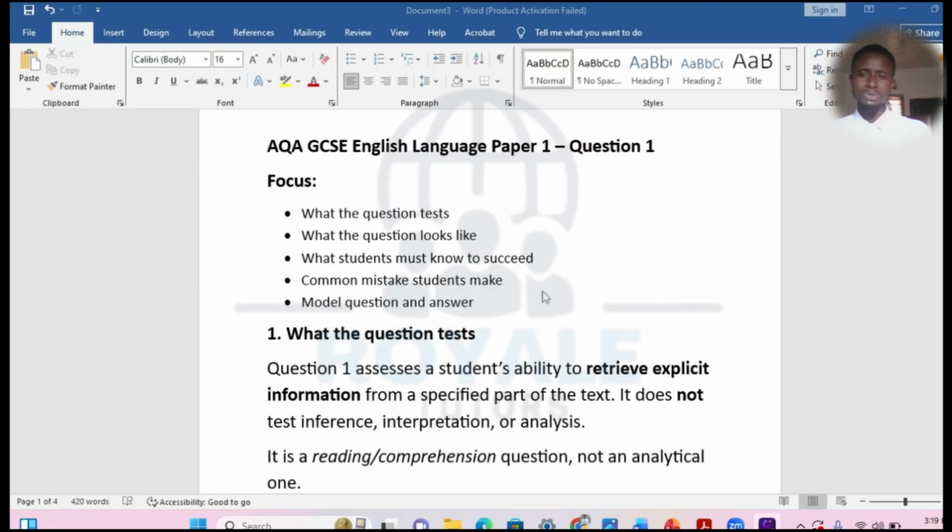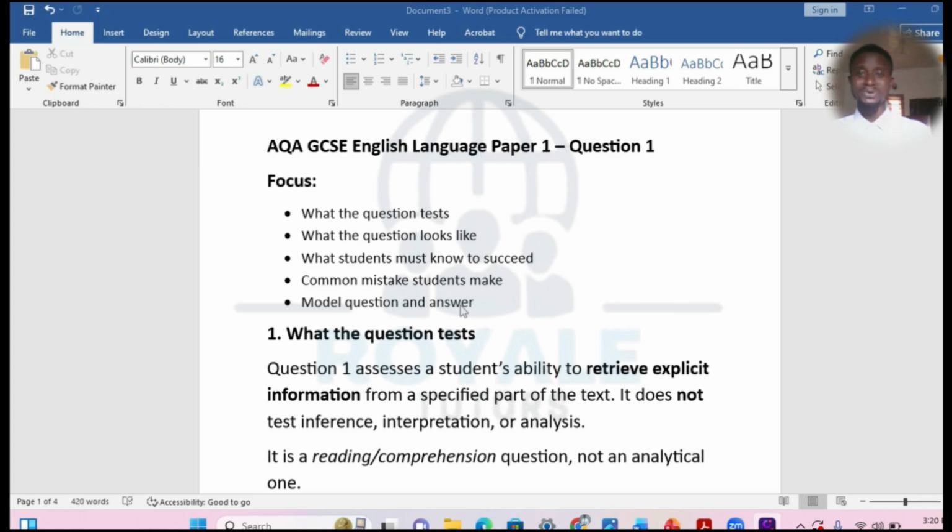In today's class, we're going to be looking at how to tackle AQA GCSE English Language Paper 1. Guess what? We are going to be looking at question 1 to be precise. We have a set of lesson objectives before us. The first is what the question tests. Then we'll move on to what the question looks like, what students must know to succeed, common mistakes students make, and model question and answer will be the final thing we look at in today's class.